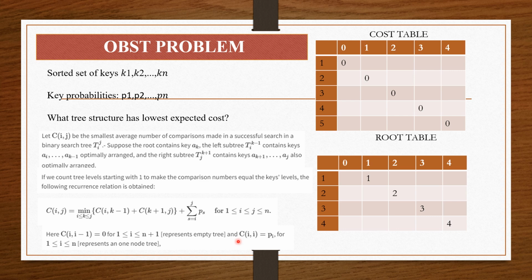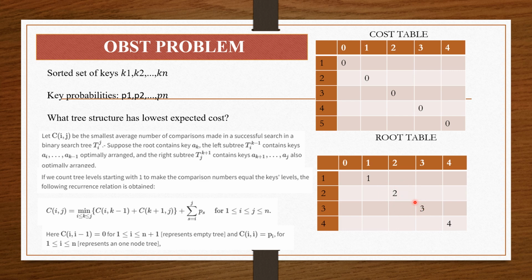And C(i,i) will be P(i). So here C(1,1) should be made P(1). Why? Because there is only one element that serves as the root. If it is C(2,2), then it will be P(2) only, because that is the only node in the tree and that will be the root node.